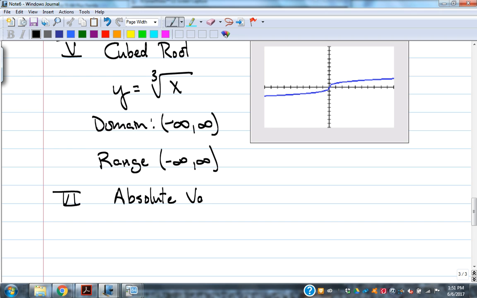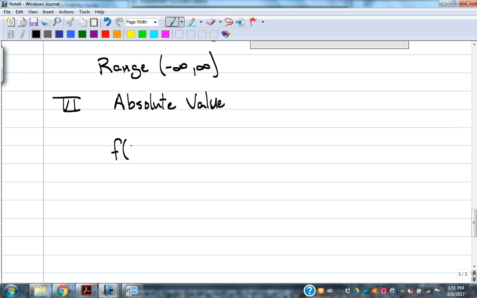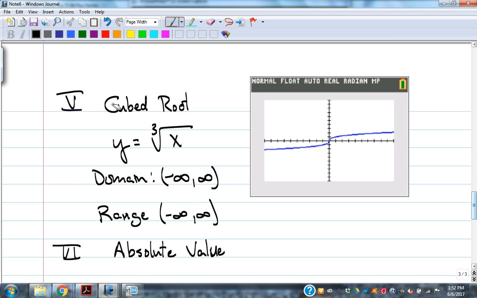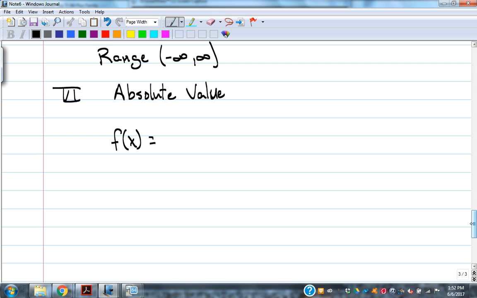Absolute value makes a V shape, and it's a function. And I guess technically I should have written this. I didn't write it as f of x. It should have been written as f of x. It's a function as well. The absolute value of x. So straight up and down bars, that's absolute value marks.